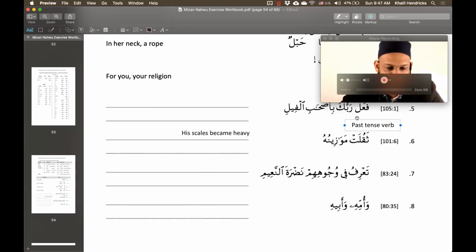When I have a verb, what must I look for? The doer. So where's the doer? It's not the ta at the end of thaqulat. Okay, good, because the ta at the end just makes the verb feminine. So it's the hu at the end of mawazinuhu. In terms of meaning, what is becoming heavy? Is he becoming heavy, or are the scales becoming heavy? The scales.